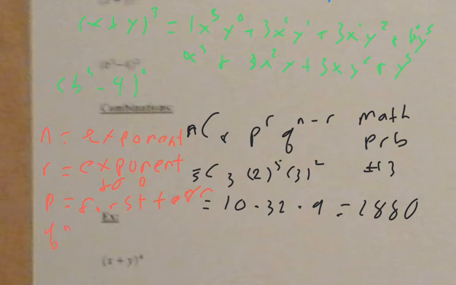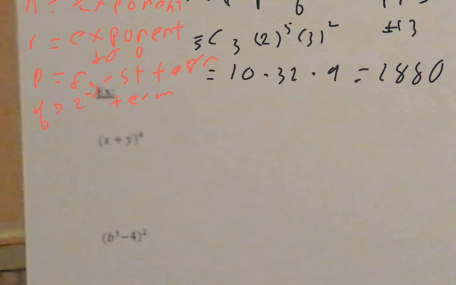And Q equals our second term. So you're probably still a little confused, but I think once you see an example, it'll start to clear everything up. Okay, so we have x plus y to the 4th.